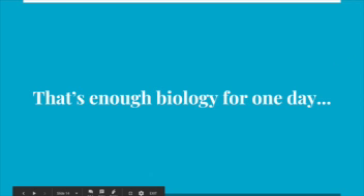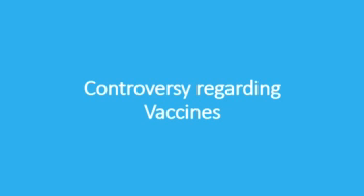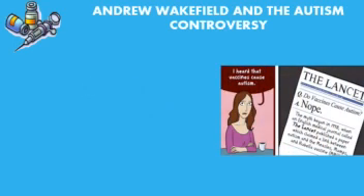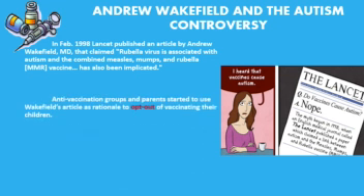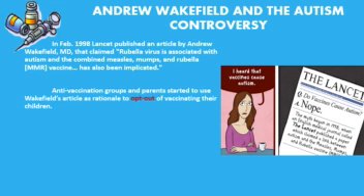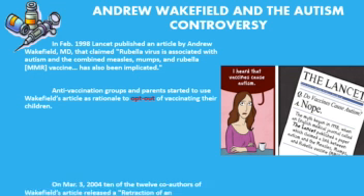Now let's move on to the controversy regarding the vaccinations. In February 1998, The Lancet published an article by Andrew Wakefield that claimed the rubella virus is associated with autism, and the combined measles, mumps, and rubella vaccine has also been implicated. Anti-vaccination groups and parents started to use Wakefield's article as rationale to opt out of vaccinating their children.